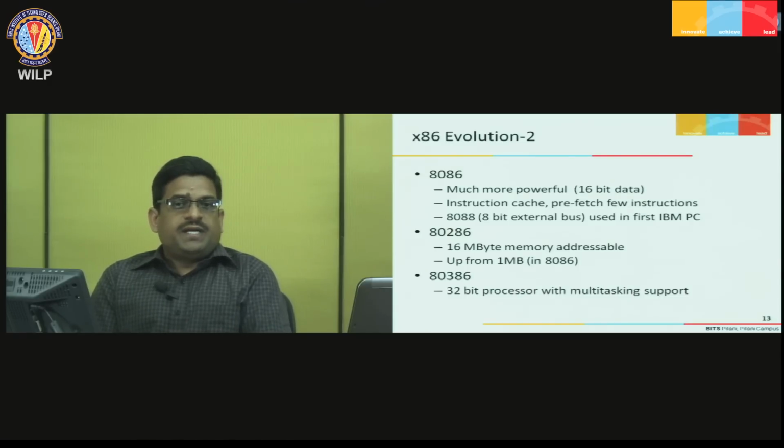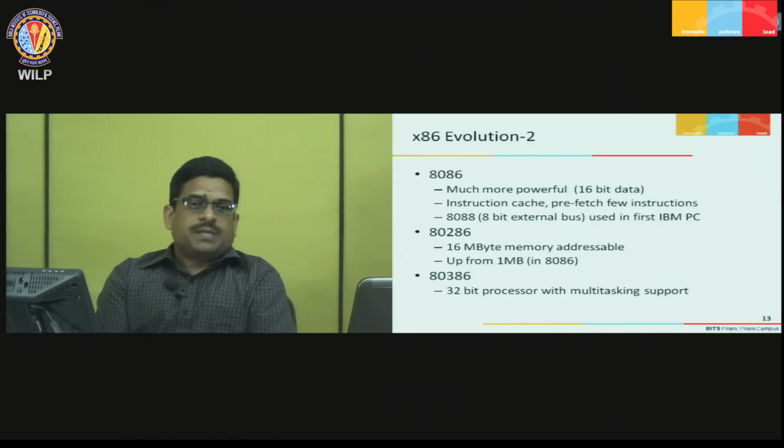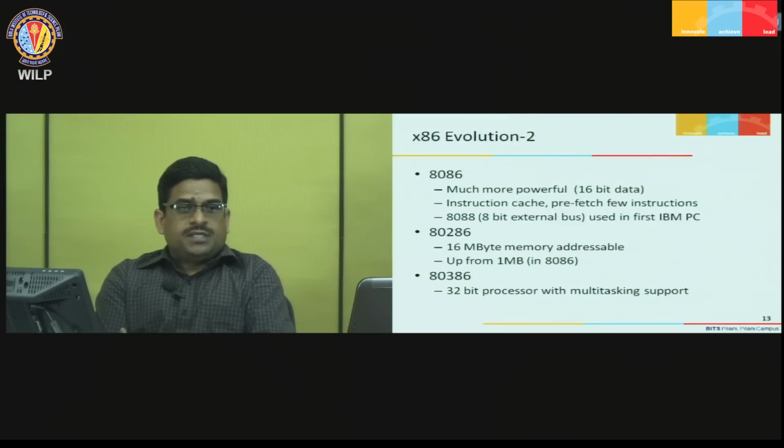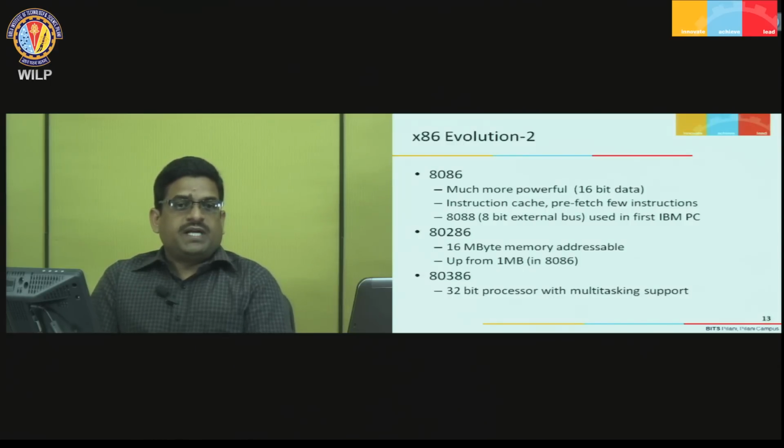Then the 8088 processor was developed, which was used in the first IBM PC. Then 80286. The amount of memory supported by the 80286 increased from 1 megabyte to 16 megabytes. So storage is improved, which means again the speed is increased, and the amount of data it can store is increased. So it's a more powerful machine compared to the 8086. The 8086 supports up to 1 megabyte of memory only.